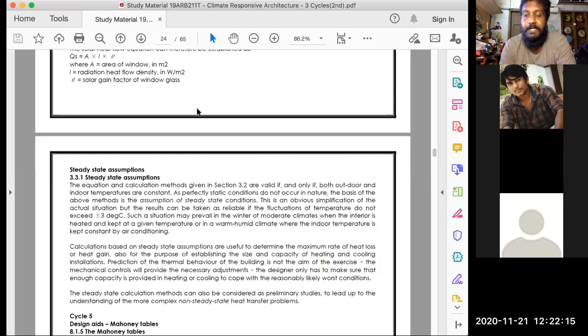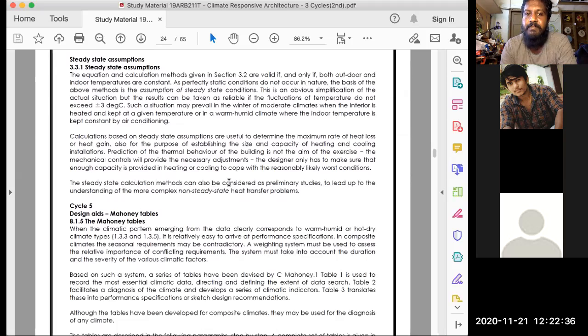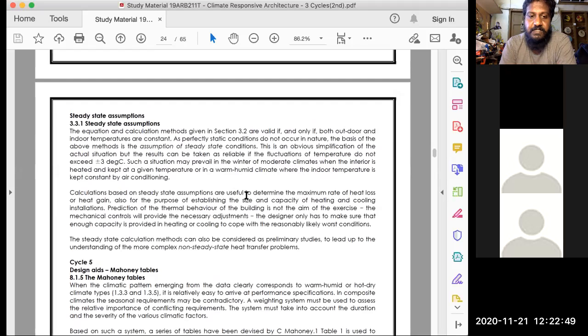Temperature changes with respect to humidity also. But normally here, we have considered all of these studies in a state where the temperature is fixed, and taken those for understanding. But in reality, we can't do that. So that is what it says. A steady state calculation method can also be considered a preliminary study to lead up to understanding more complex non-steady state heat transfer problems. So these are the contents with which we'll finish up the 4th unit.